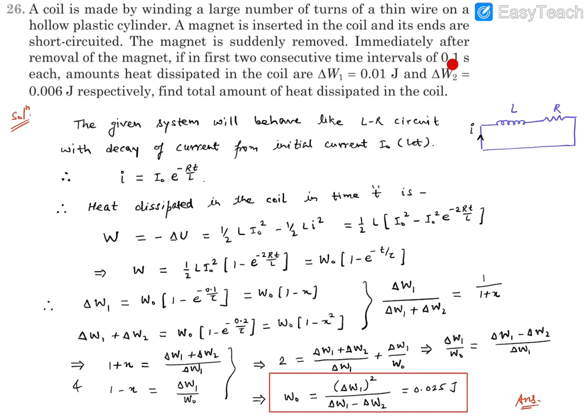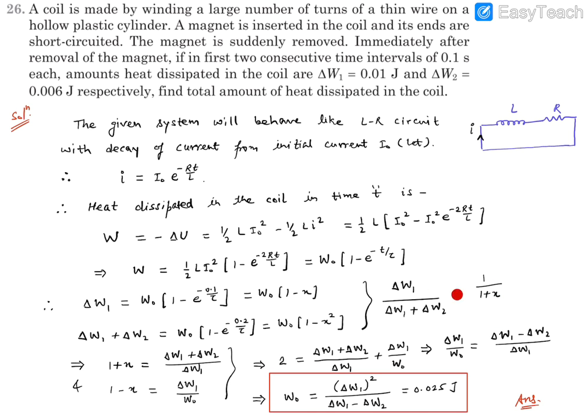Then the next time interval is 0.1 seconds, so overall we can take the time as 0.2 seconds, and the amount of heat will be ΔW1 plus ΔW2. So ΔW1 plus ΔW2 equals W naught within the bracket 1 minus e raised to the power minus the total time, which is 0.2 seconds, divided by tau. So this will be W naught times 1 minus the square of x, that is, x squared. Now using these two, we can relate x. I have divided these two expressions. So ΔW1 divided by ΔW1 plus ΔW2 equals, from here W naught gets cancelled out, 1 minus x over 1 minus x squared, which can be written as 1 minus x times 1 plus x. So 1 minus x is also cancelled out, and it will be 1 upon 1 plus x.